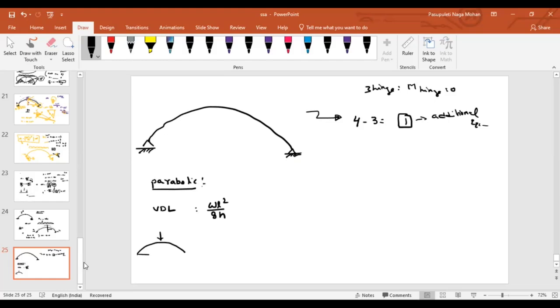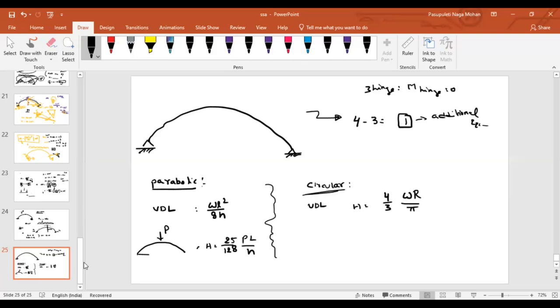If it is a central point load P, if it is parabolic, then the horizontal thrust will be 25 by 128 into PL by H. Just remember these cases by heart, then that is more than enough. If it is a circular arch with a UDL, then the horizontal thrust will be 4 by 3 W R by pi, if W is the intensity here.